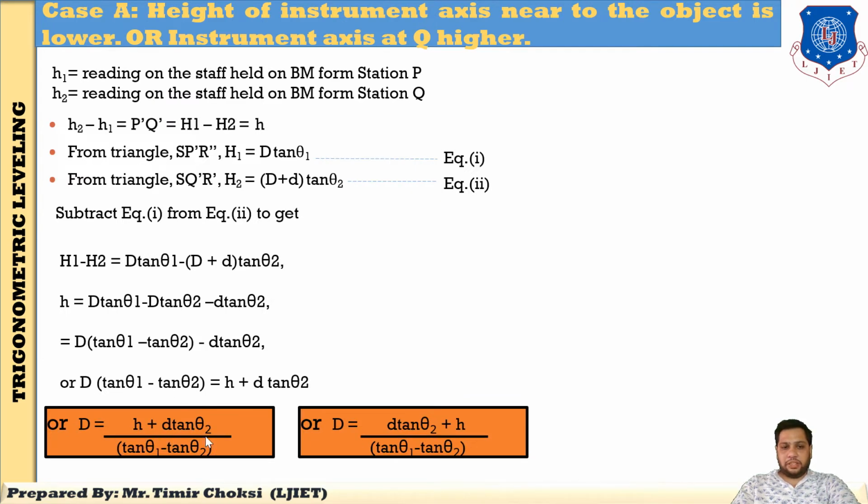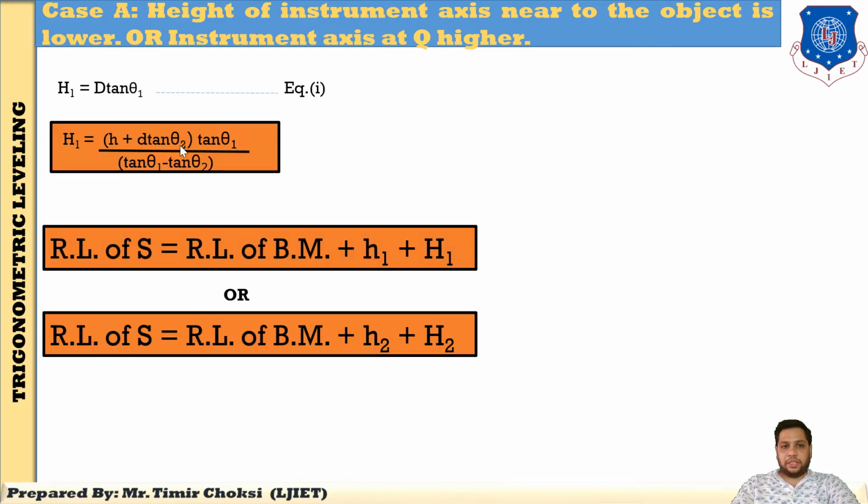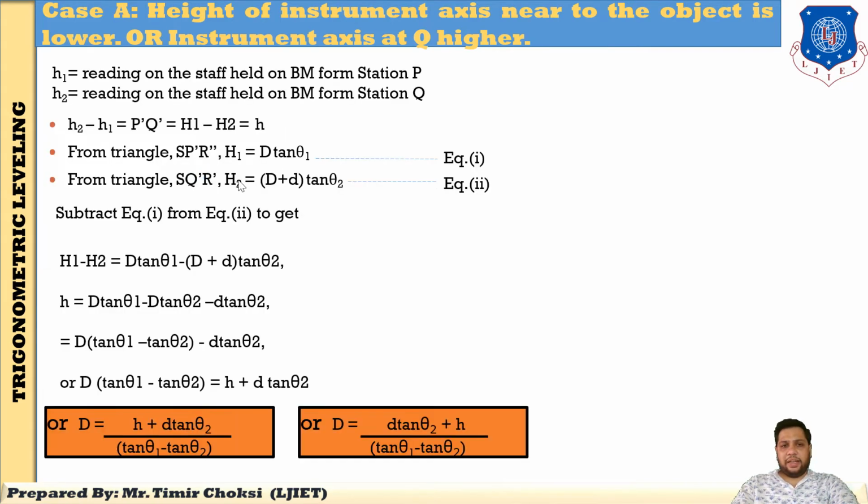So you know what the value of capital D is: H plus D tan theta 2 into tan theta 1 divided by tan theta 1 minus tan theta 2. So this is our formula for H1. Similarly, you could find the H2 value, but it is not needed. You only have to find H1.